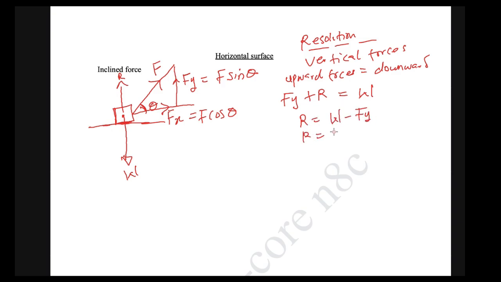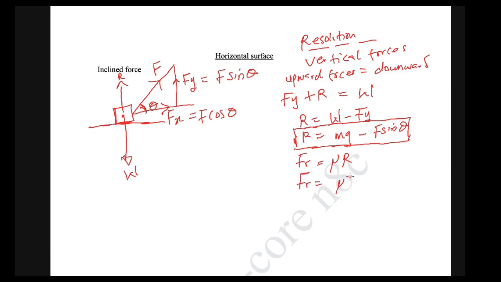Then R is going to equal W, where W is weight, which is mg, minus Fy, and Fy is F sine theta. So this differentiates the case of inclined force from horizontal force. Now, for inclined force, our formula for frictional force is still mu R. But our R is not mg now. Our R is mg minus F sine theta. So for this case, our Fr is going to equal mu into mg minus F sine theta.